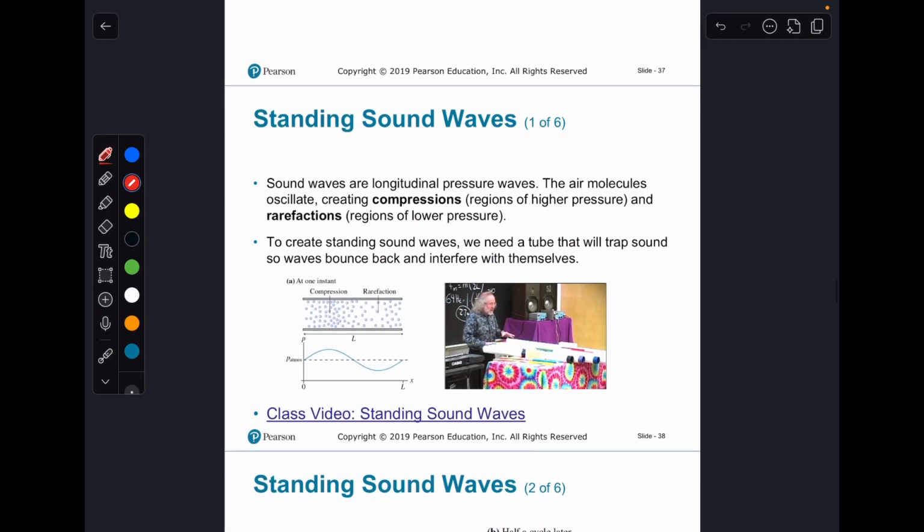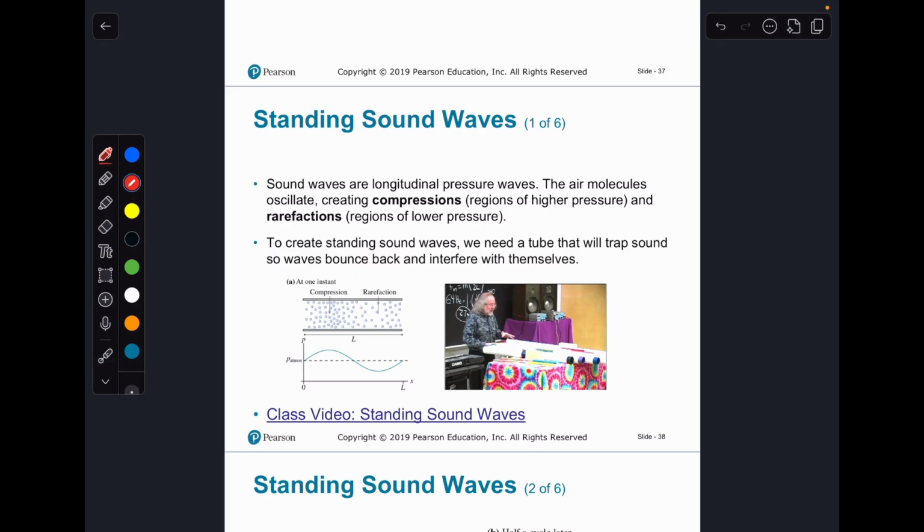Standing sound waves are longitudinal pressure waves. Longitudinal waves means that what's changing and what's getting disturbed is occurring along the same direction that the wave is traveling. For sound, what's changing is the density of the particles in a certain space. You're creating different regions of compression, regions of high pressure and high density molecules, and regions of rarefaction, which are low density, low pressure molecules.